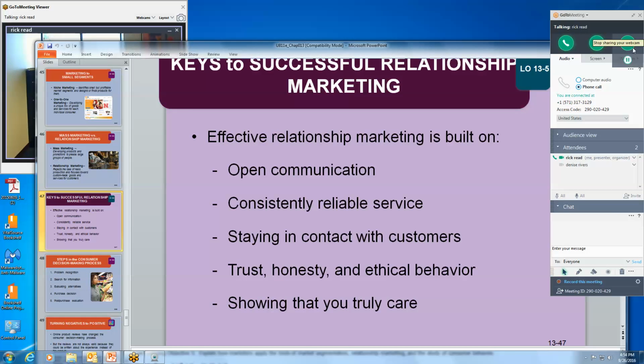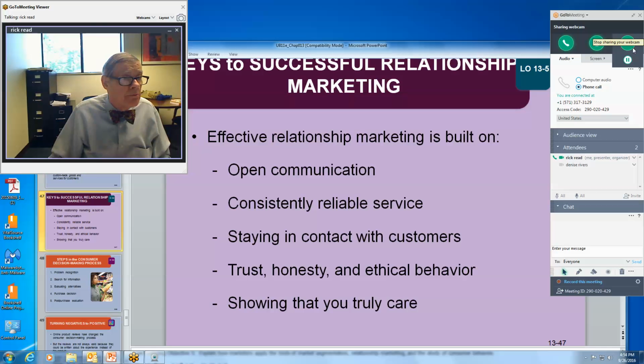Here are the keys to successful relationship marketing. Notice what we have here. We've talked about a little bit of this before. I'm not going to go over all of these, but I think the fourth bullet is very important if you're doing relationship marketing. Trust, honesty, and ethical behavior.